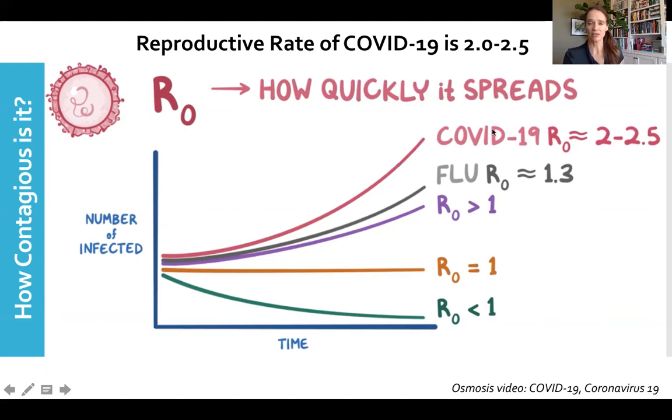So let's compare on this graph influenza, the annual influenza R naught, with COVID-19. And what you can see here is the R naught for the typical year of the flu is about 1.3. So for each infected person, about 1.3 people will be infected. Again, complicated math. And then for COVID-19, it's about a 2 to 2.5. So we know COVID-19 is more contagious than the flu.